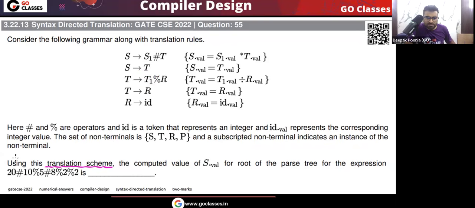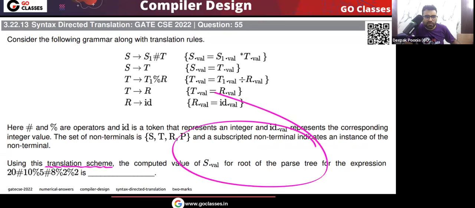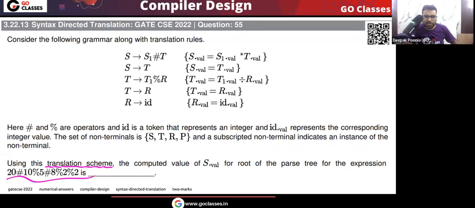Okay, very simple. Using this translation scheme, the computed value of s.val for the root node of the parse tree for the expression, this expression is given to you. For this expression, we make the parse tree, and then for the root node of the parse tree, we need to compute the s.val, this value you need to compute. Okay, I hope you understood the question. Now, once you understood the question, now we can easily solve it.